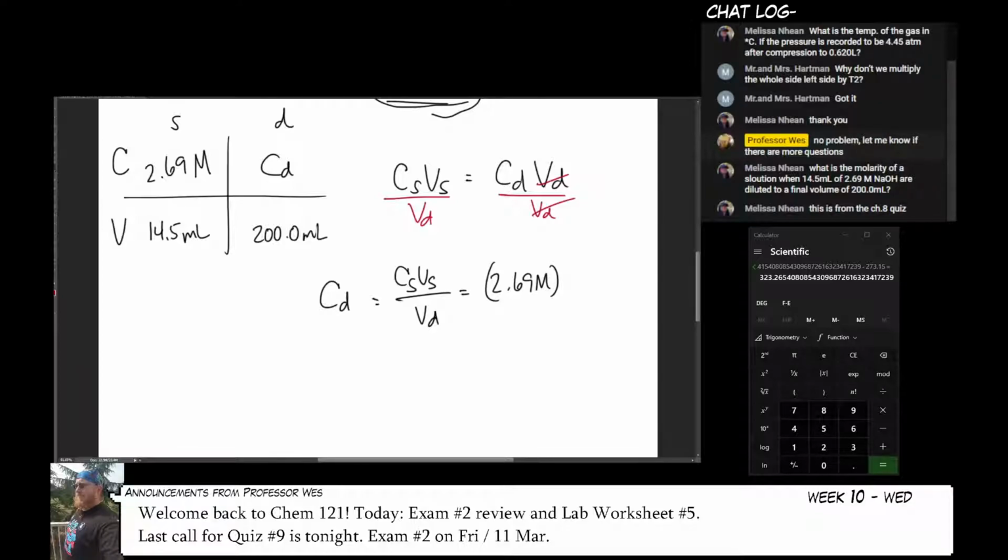So there's my molarity. My stock volume was 14.5 milliliters. Remember, you can use any volume unit you want as long as they match here, because then they'll cancel out. And then my answer will just be whatever unit I have here, so that's molarity. Oh, my calculator got buried. Hold on. 2.69 times 14.5 over 200. And that's what I get.